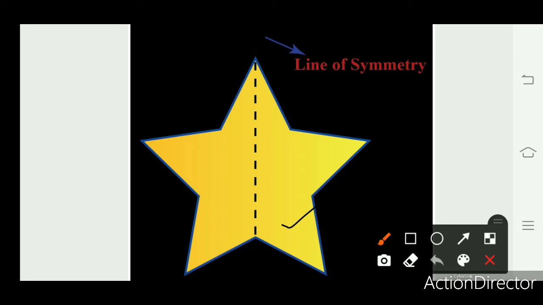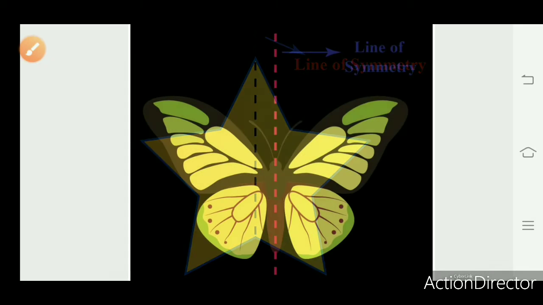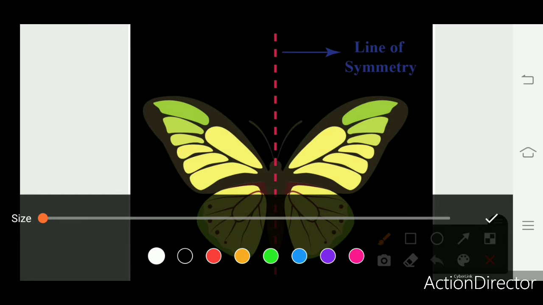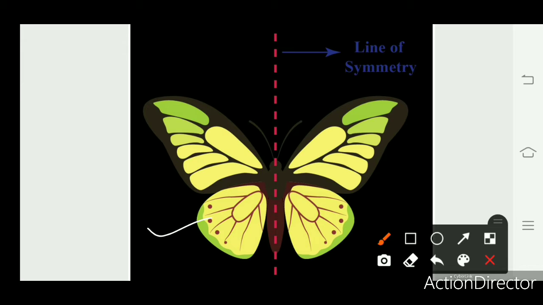This figure looks like a star, and if we draw a line in the middle of this figure, this line and this line divide this figure into two identical halves. So this line is known as the line of symmetry. And this is the picture of a butterfly. Here we draw a line in the middle of this figure, and this line divides this figure into two identical halves, and this line is known as the line of symmetry.